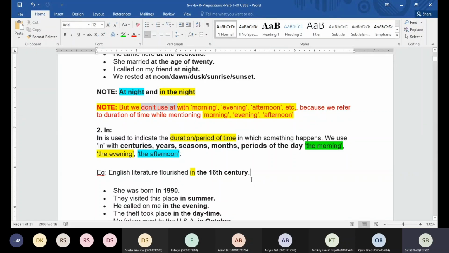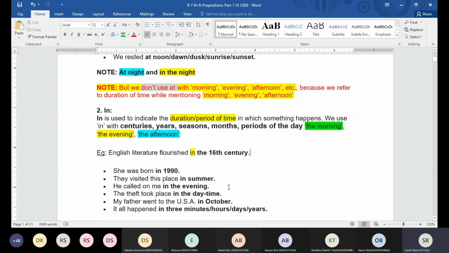She was born in 1990, so we are referring to one specific year. They visited this place in summer, so we are referring to duration of time again. He called on me in the evening. Again, we are referring to duration of time. The theft took place in the daytime, so we are not saying day only, we are saying the daytime, or simply the day. So we are going to use the preposition in.